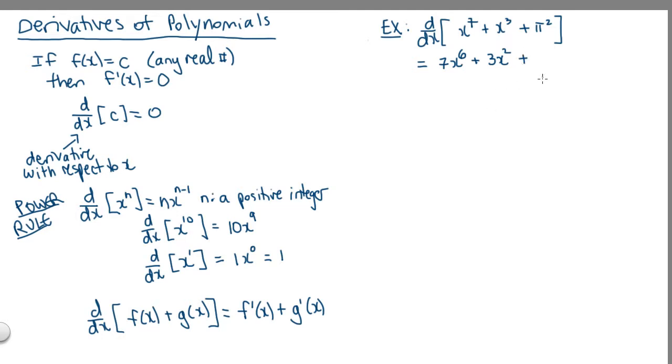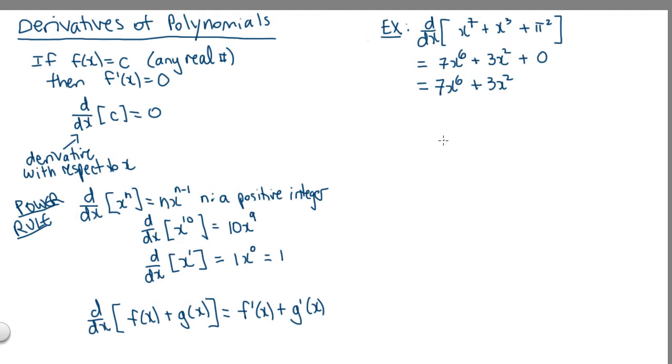And then we'll need to add on the derivative of pi squared. Now, don't let this square here fool you. Pi squared is just a number. In other words, it is a constant, and we fall into the category of this first rule here. If f of x is just any old real number, its derivative is going to be 0. So plus 0, and that gives us our answer. 7x to the 6 plus 3x squared is the derivative.